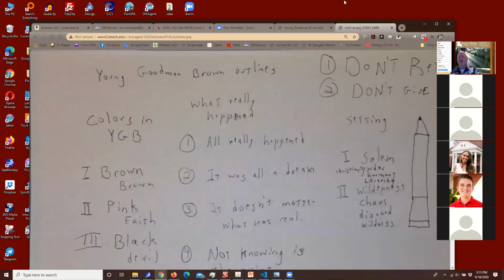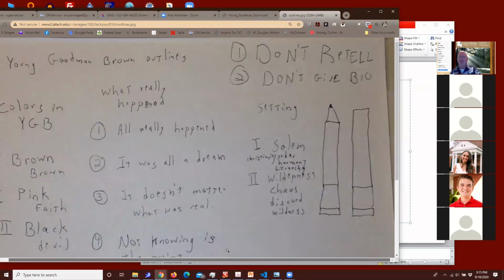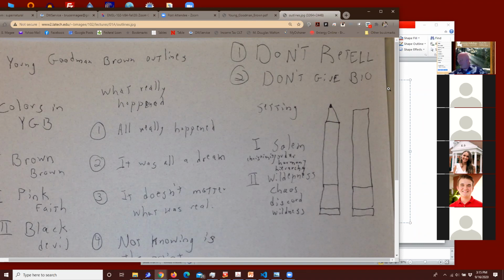Okay, so let's talk about moving from reading the story and analyzing it to writing about it. Two big warnings, all capital letters. Do not forget this. Do not do this. Do not retell the story, and do not give me the author's bio.